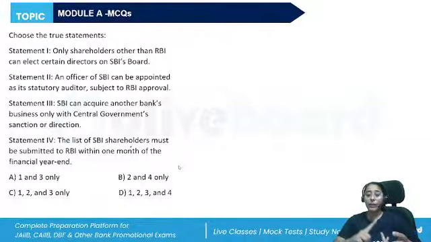If we are talking about the audit, they are required to close their books and balance each year as on 31st March, and within 3 months of the closing date, they will have to furnish to the central government and RBI its balance sheet and profit and loss account. All right. So, what will be the correct answer?